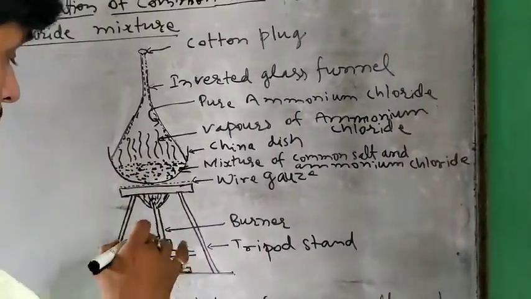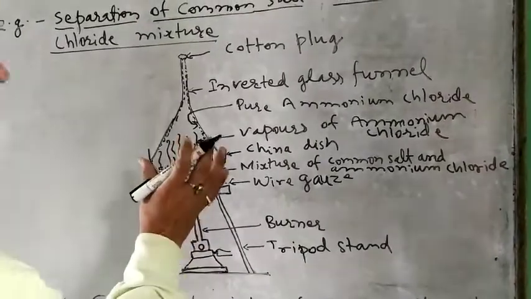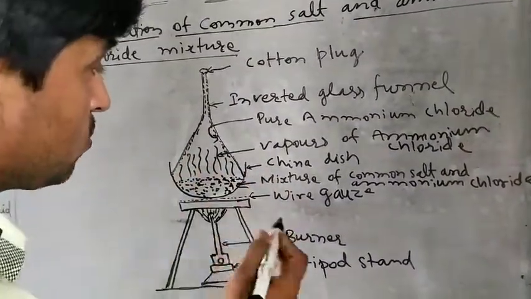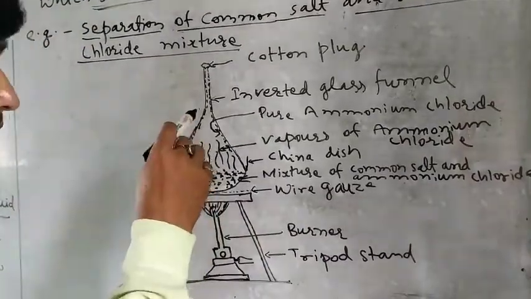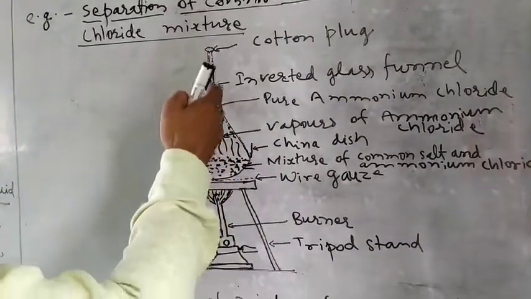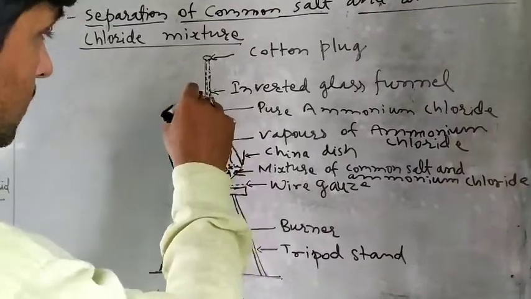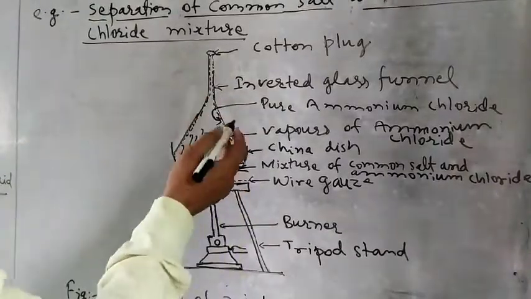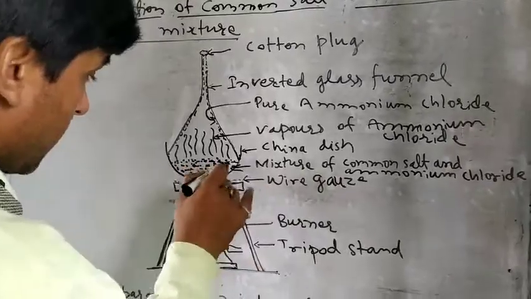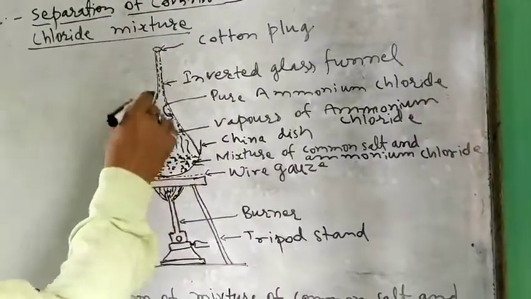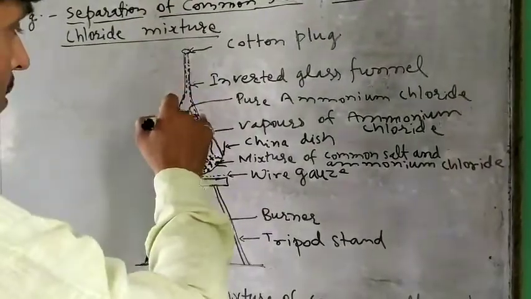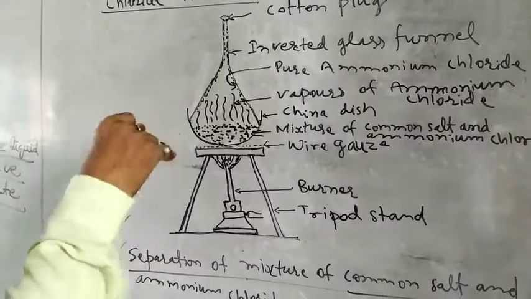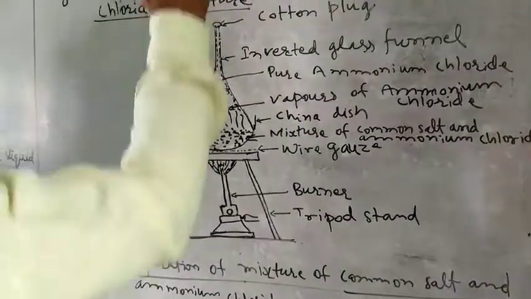Then we put off the burner and leave the mixture undisturbed for cooling for some time. After 2 to 3 hours the glass funnel gets cooled, and after that we scratch off this pure ammonium chloride and separate it from the mixture of common salt, because common salt is left over in the china dish and ammonium chloride is obtained from the stem of the inverted funnel. And this way we separate a solid from another solid mixture by the process of sublimation.